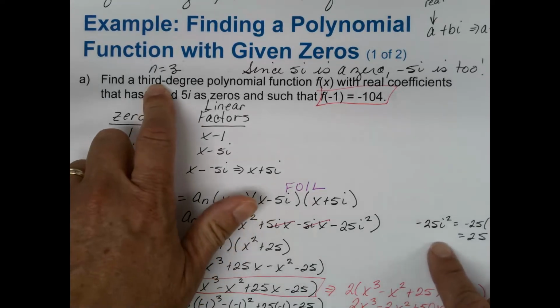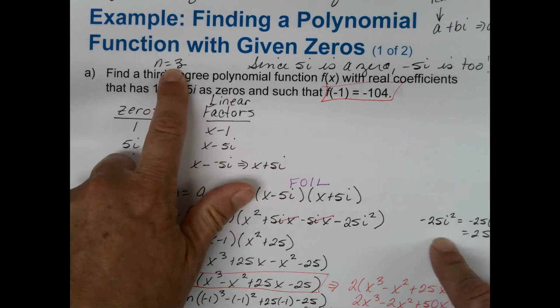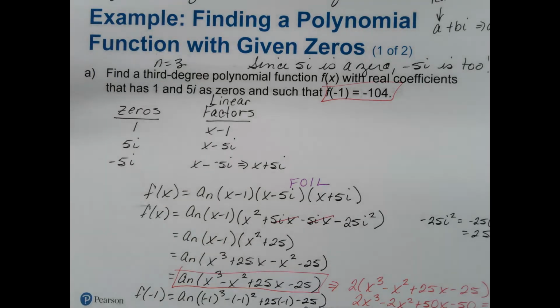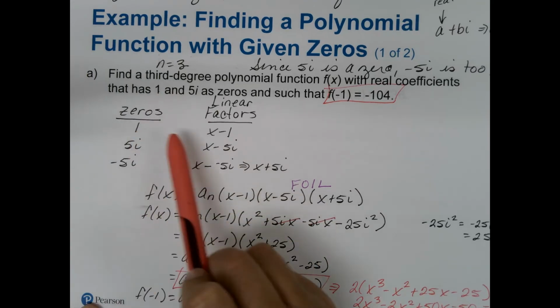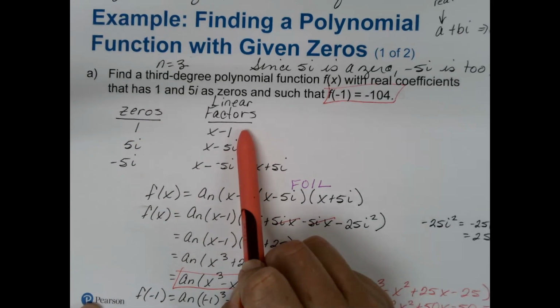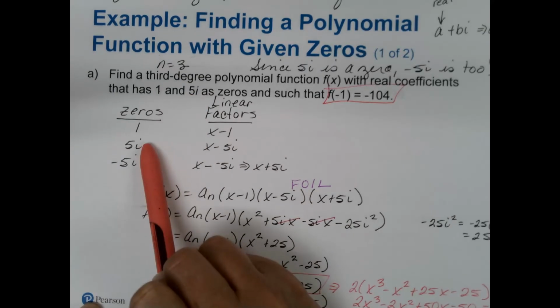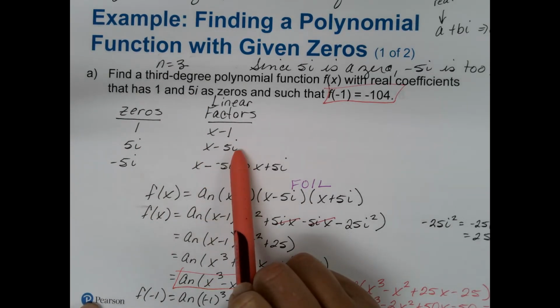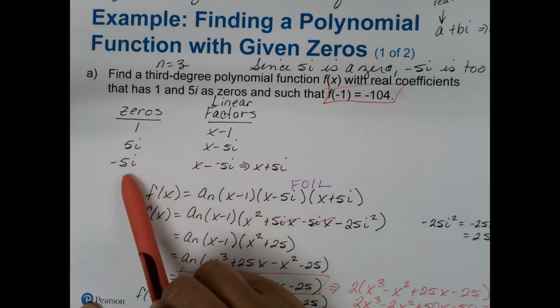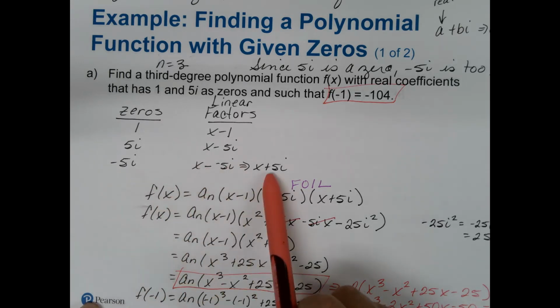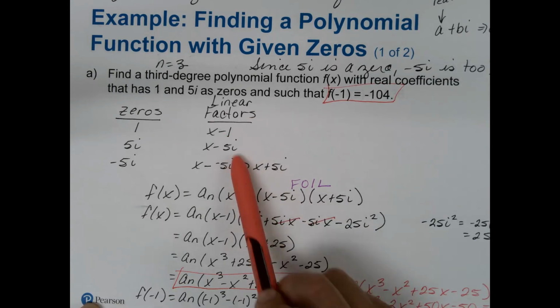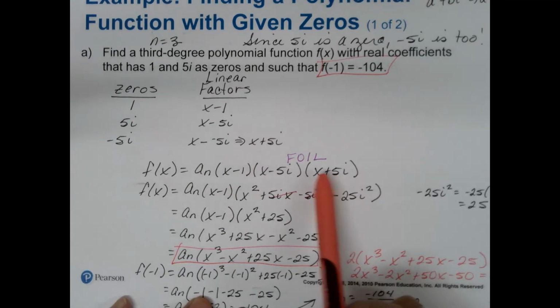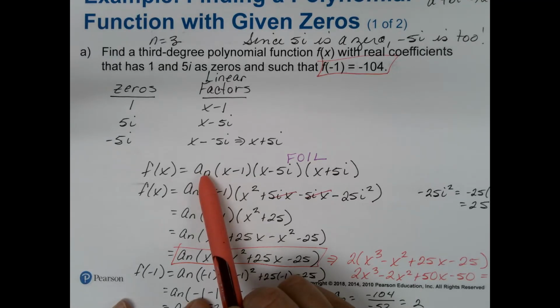First of all, it says we had a third degree polynomial function. n is 3. I know I'm going to have 3 zeros, and each zero will go to a factor. I was given a zero of 1, so x minus 1 is the linear factor. I was given a zero of 5i, so x minus 5i is a linear factor. But since 5i is a zero, negative 5i is also a zero. So x minus a negative 5i, which is x plus 5i, is a linear factor. I have my linear factors. I've multiplied them times each other with an a sub n out front, the leading coefficient.